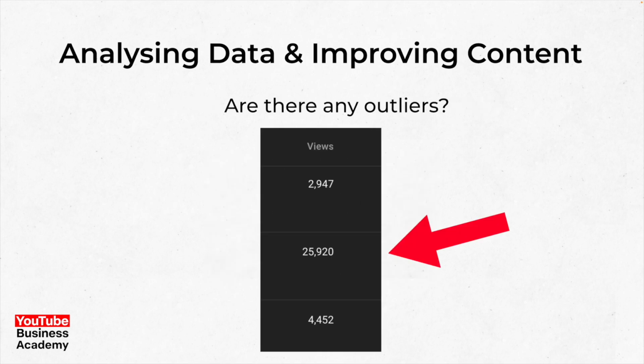Also look at the data and try to see if there are any outliers. For example, you can see right here, one of the videos got 4.5 thousand views, the other one got 2.9, but this one right here almost got 26,000 views. So the question is, why did this video get disproportionately more views than these other two videos? Then what you want to do is create more videos like this. And not only that, but also improve them and get better and better results.